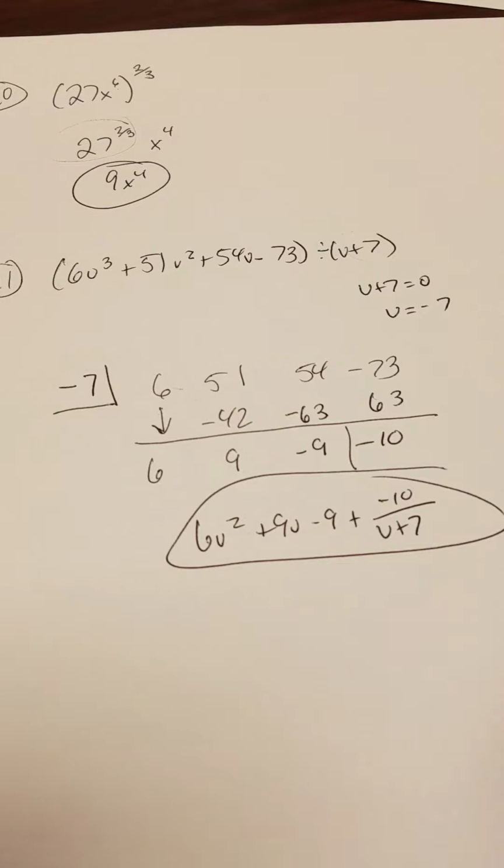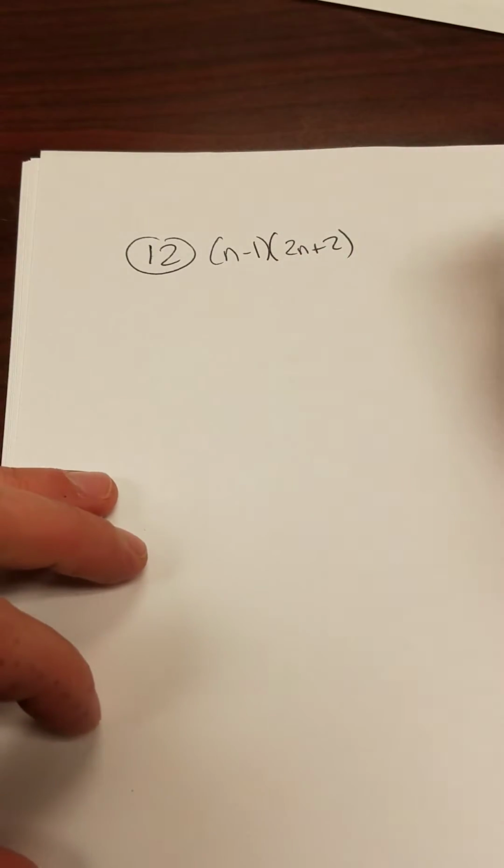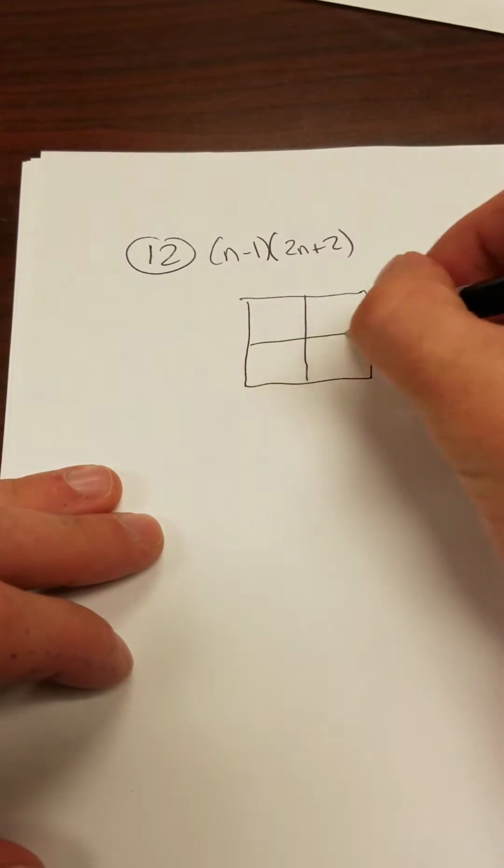Again, if that was way too fast, look up synthetic division. Find it on YouTube. Find it on Edpuzzle, one way or the other. It is just synthetic division, and that'll slow everything down for you. Number 12. Number 12 is asking us to multiply these two things together, so we're going to use box method.